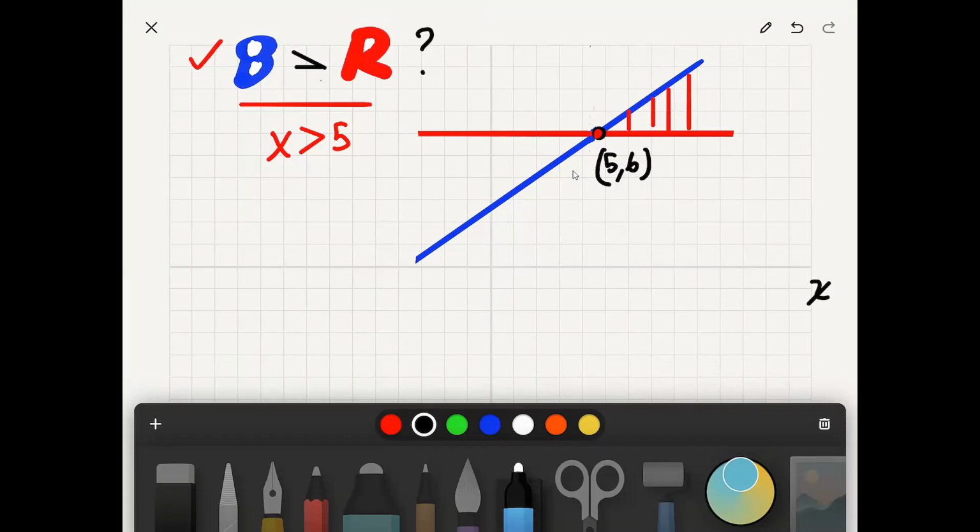Okay, I hope this has been helpful, because if you understand this, then inequalities and equations are a piece of cake using your graphing calculator. All right, I'm going to stop this and post it.